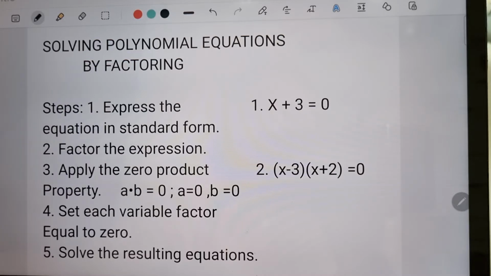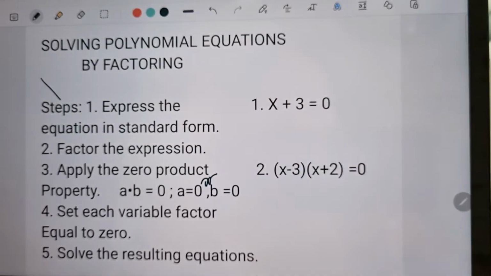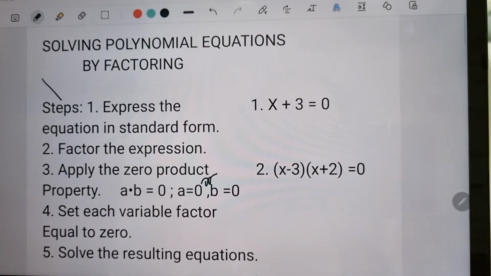Ano ibig sabihin ng zero product property? If you have A times B is equal to 0. Pag mayroon tayong A times B is equal to 0, kailan ba pwedeng magiging sagot ay 0? Diba? Magiging 0 siya if A is equal to 0 or, this is or, B is equal to 0. Dapat isa doon ay 0 para maging 0 ang sagot o kaya A and B both equal to 0.